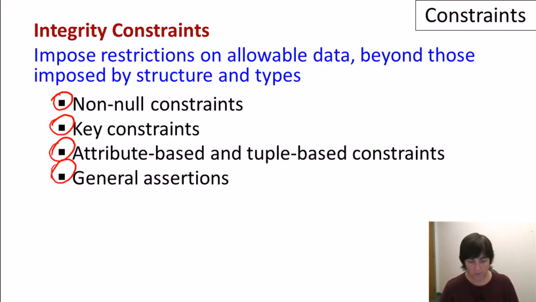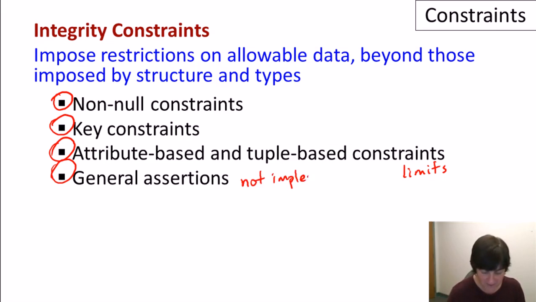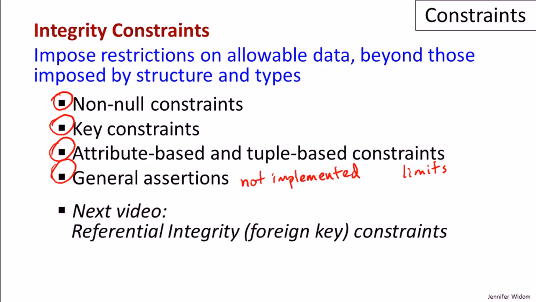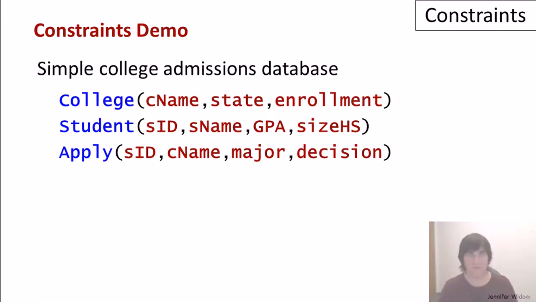As we'll see in the demo, not all of these constraint types are fully implemented. There are some limits on the attribute-based and tuple-based constraints in systems as compared to the SQL standard, and general assertions have not been implemented yet in any database system. But we will give examples of what they would look like had they been implemented. A very important type of constraint is referential integrity or foreign key constraints, and those will be covered in the next video.